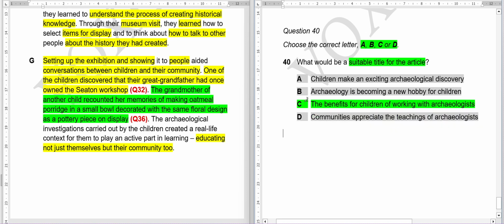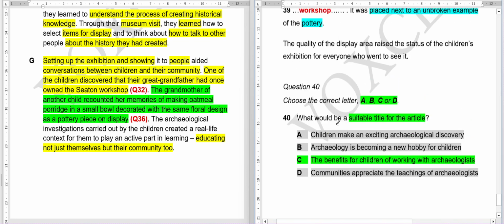But the passage solely focuses on the benefits for children, like they can learn new things, they discovered new things, now they are learning themselves and they are teaching their communities too. So that's the benefit for children, so they can take it as a career maybe when they grow up, something like that. The entire passage just focuses on this. So the best suitable title for this should be option C, the benefits for children of working with archaeologists. There are a lot of benefits given like that. I hope it is clear.